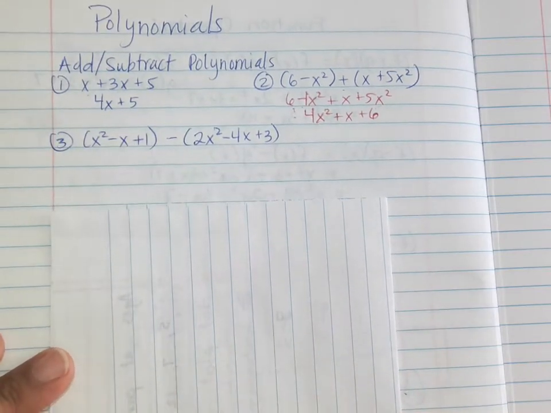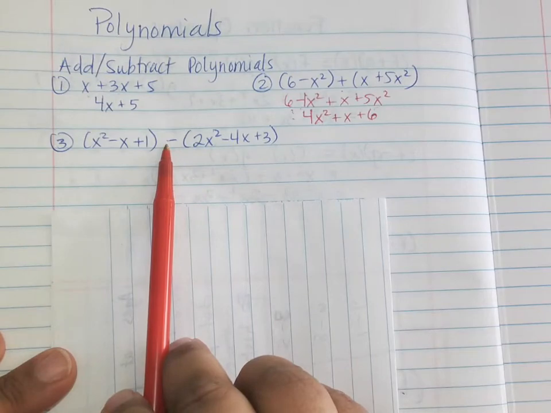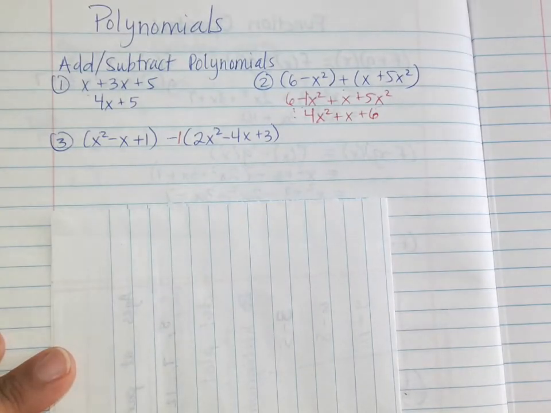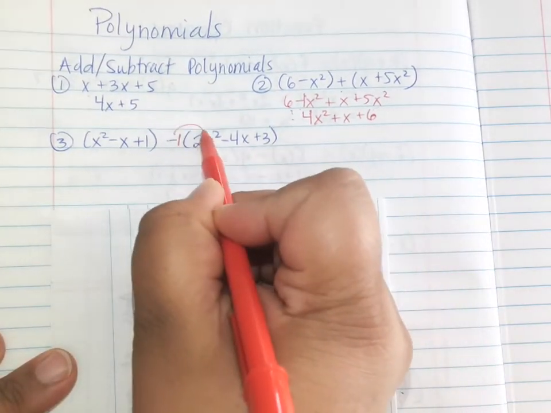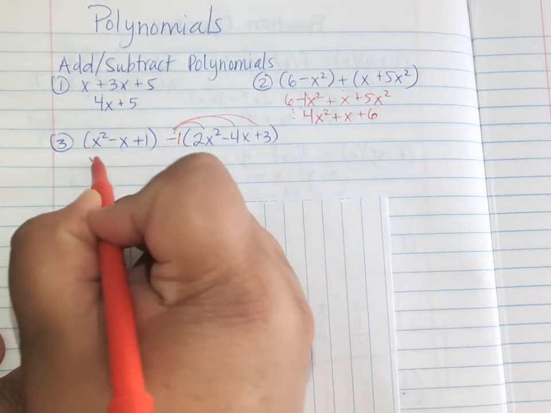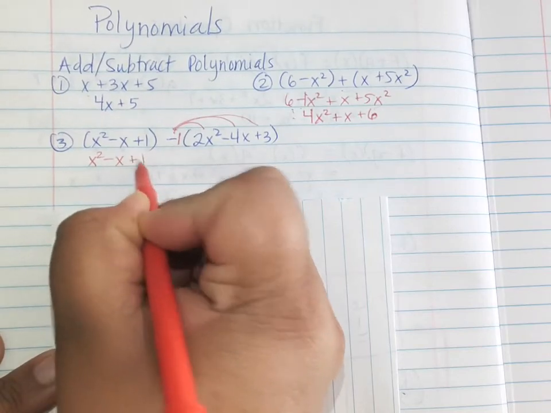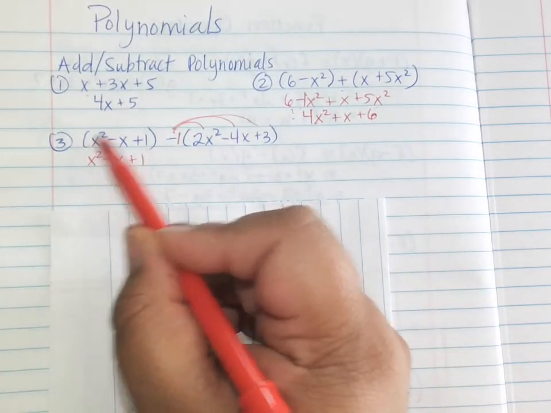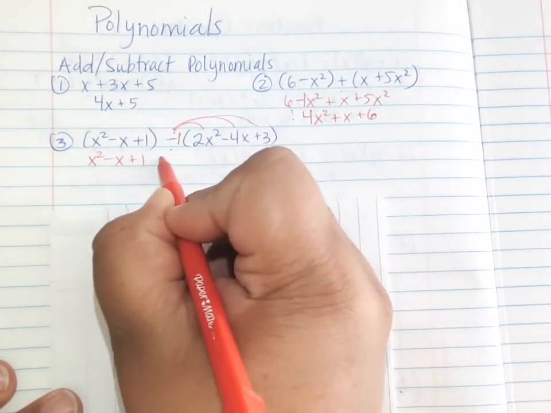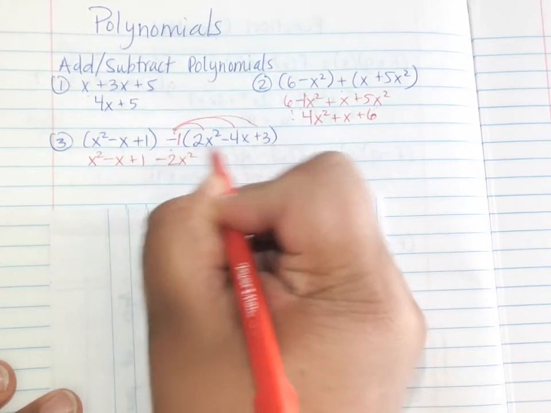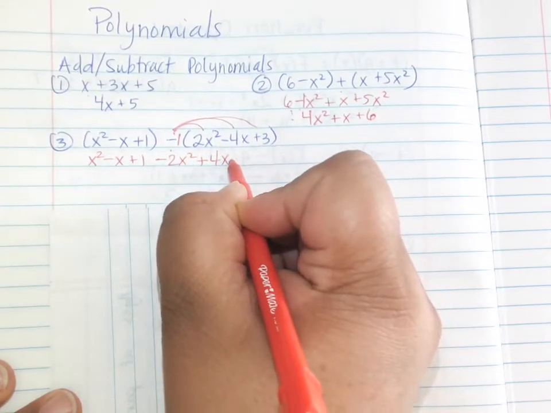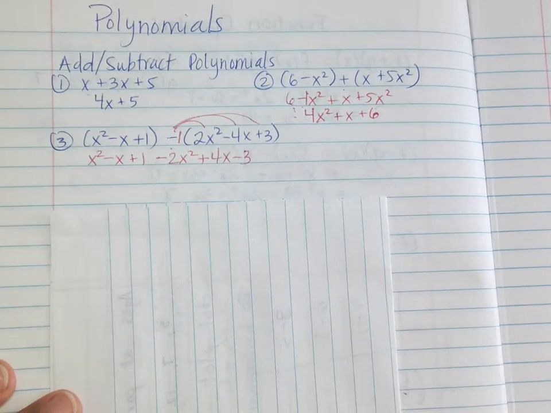Okay, here's one with subtraction. Now this one, whenever there's a subtraction symbol, it makes a difference. So what we do here is this is basically a negative 1, and we are just going to distribute that negative 1 with everything in the parentheses. So this part stays the same because there's no negative 1 or anything in front of it. If there was a different number, we would multiply that out just like we're distributing here, but in this case there isn't. So negative 1 times 2x squared, negative 2x squared, negative 1 times negative 4x, positive 4x, negative 1 times 3, negative 3, add like terms.